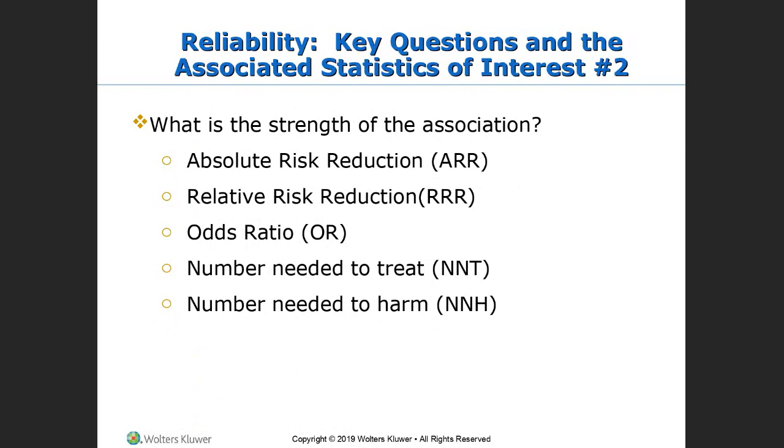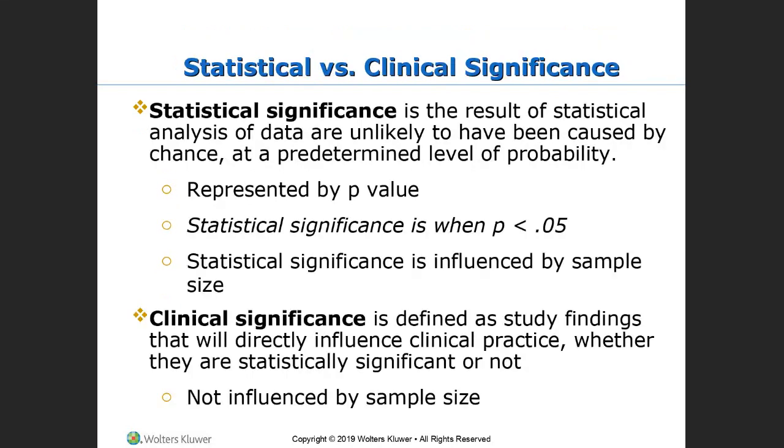And this is where we're going to talk about some of the strengths of the association. And you can use some of these different statistical topics to decide the strength of the association. Statistical significance is when the result of the statistical analysis reveals data that are unlikely to have been caused by chance. You'll often hear this represented as the p-value. So statistical significance is when the p-value is greater than 0.05.